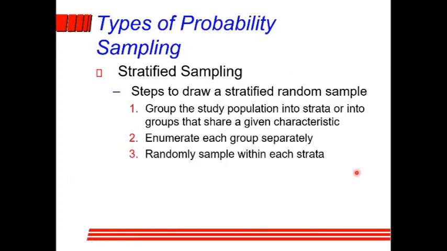So we have here the steps to draw a stratified random sample. First is to group the study population into strata, or groups that share a given characteristic. Next is to enumerate each group separately. And last is to randomly sample within each stratum.